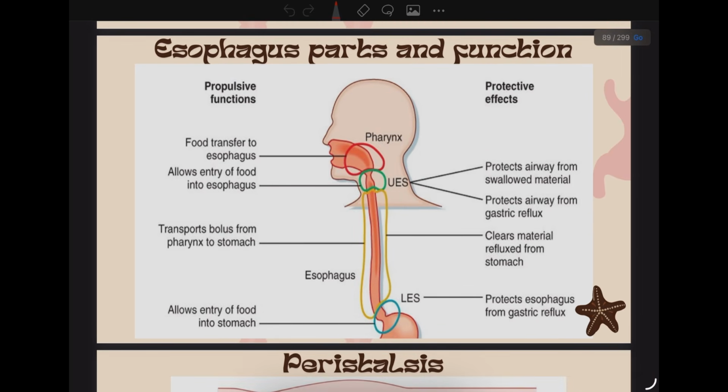Esophagus parts and function. Easy. Upper esophageal sphincter. What's the main idea?